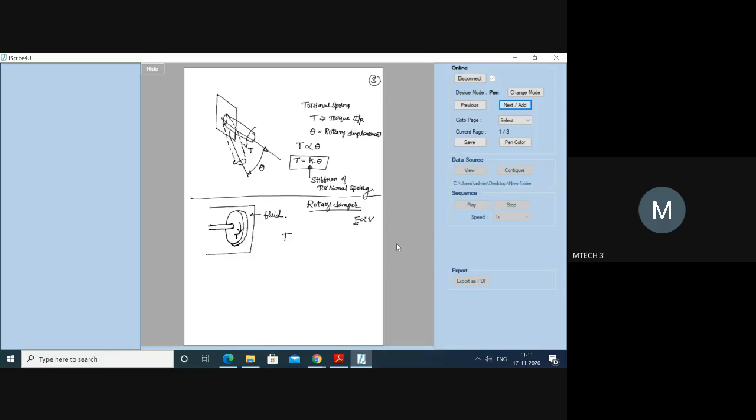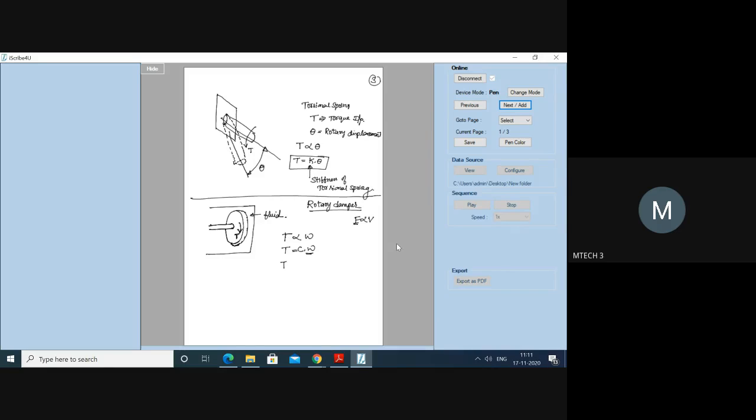T. Okay, proportional to V, which is velocity. If it is angular velocity, what is the term we use? Omega. Okay, so T is equal to C into omega. What is omega? Omega is nothing but the angular velocity, the rate of change of angular displacement with respect to time.